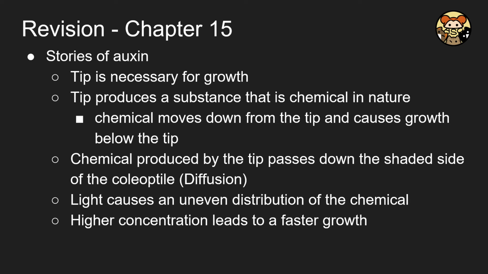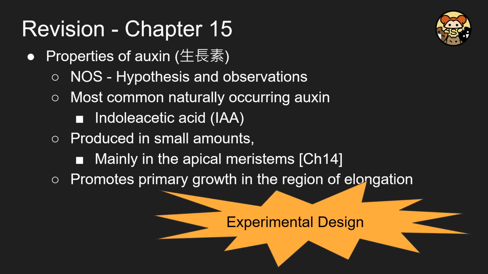And we will talk about the story of auxin. For auxin, some chemical is produced in the tube, that is the shoot part, and this chemical will move down by diffusion, and it may result in an uneven distribution of this chemical because of light, and then the higher concentration will lead to faster growth. This is the general story behind it.